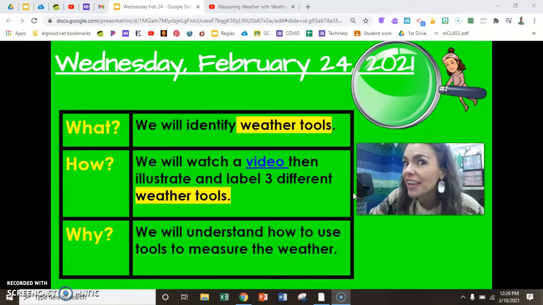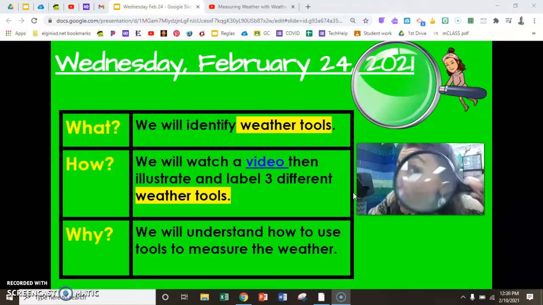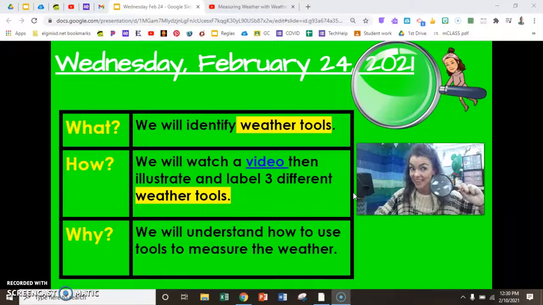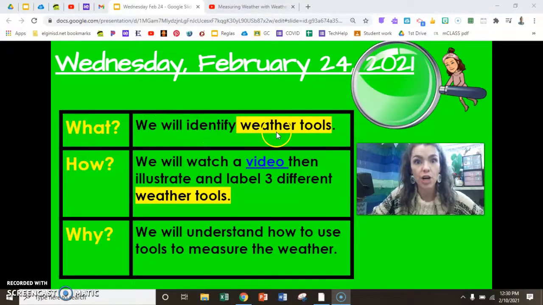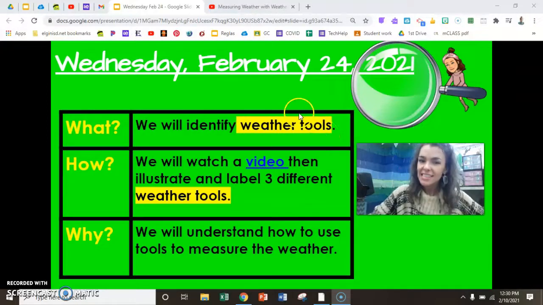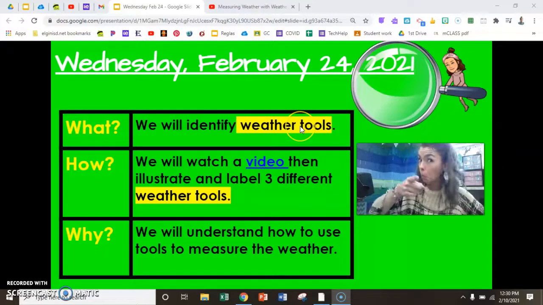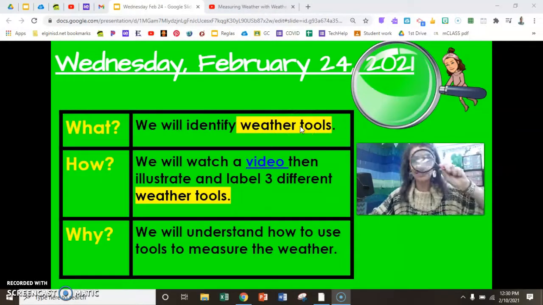What do you think we're working on in science today? We will identify weather tools. Say these yellow words with me, please. Weather tools. Like this is a tool.